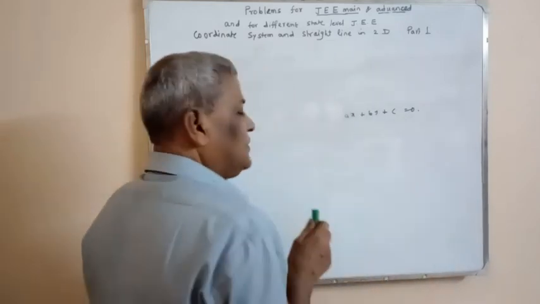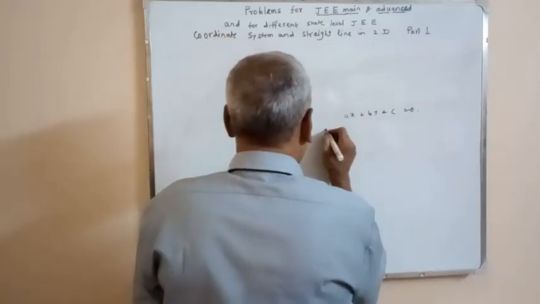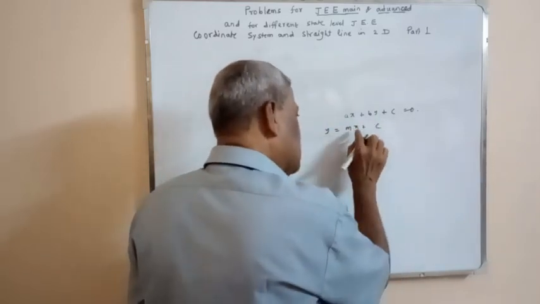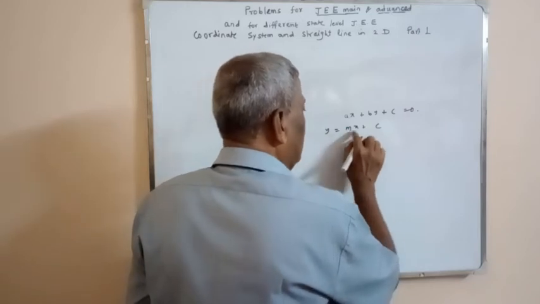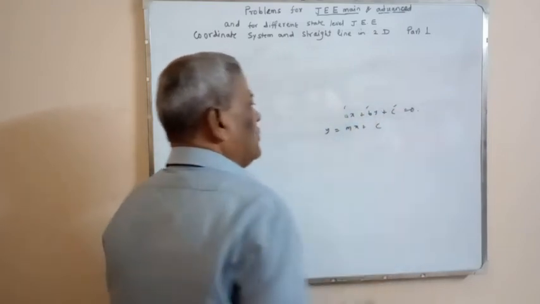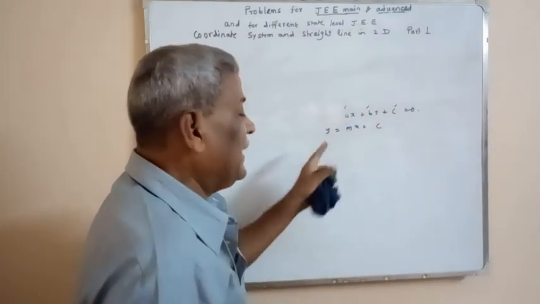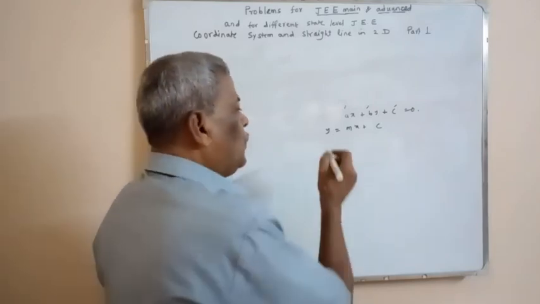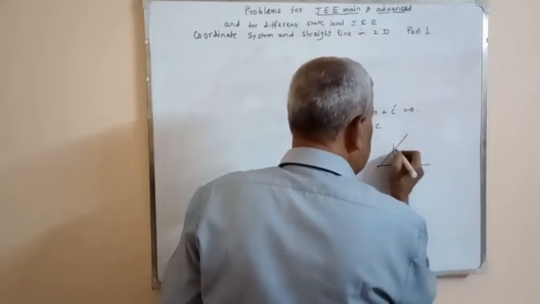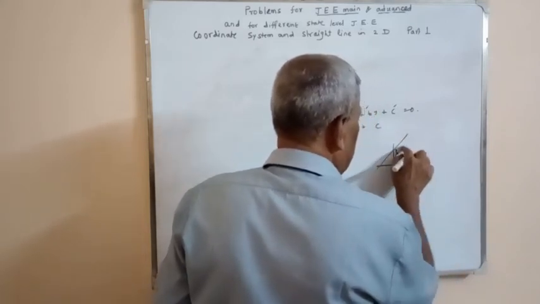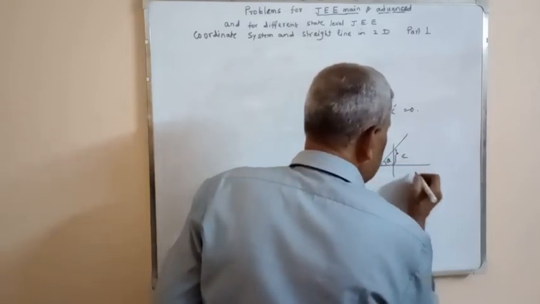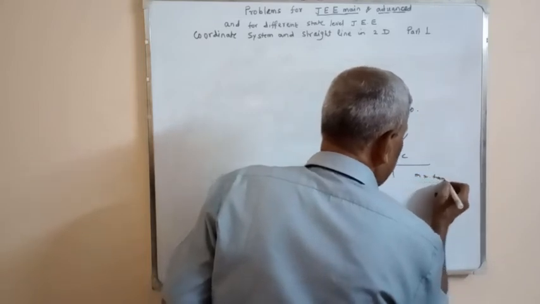like y is equal to mx plus c. It means this is first degree equation and m, c they are constants. Here also a, b and c are constants. First degree equation, it represents a straight line which meets y axis at a distance c and its gradient is m, means if it is theta, m is equal to tan theta.